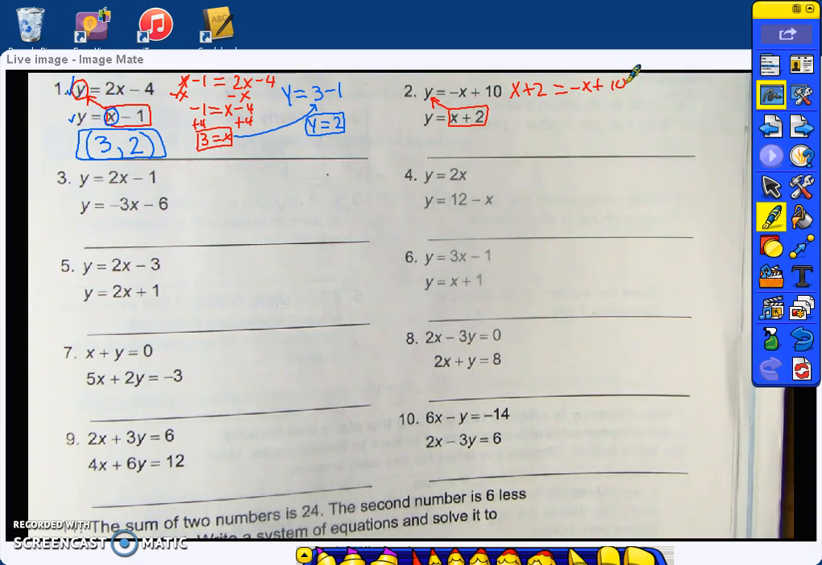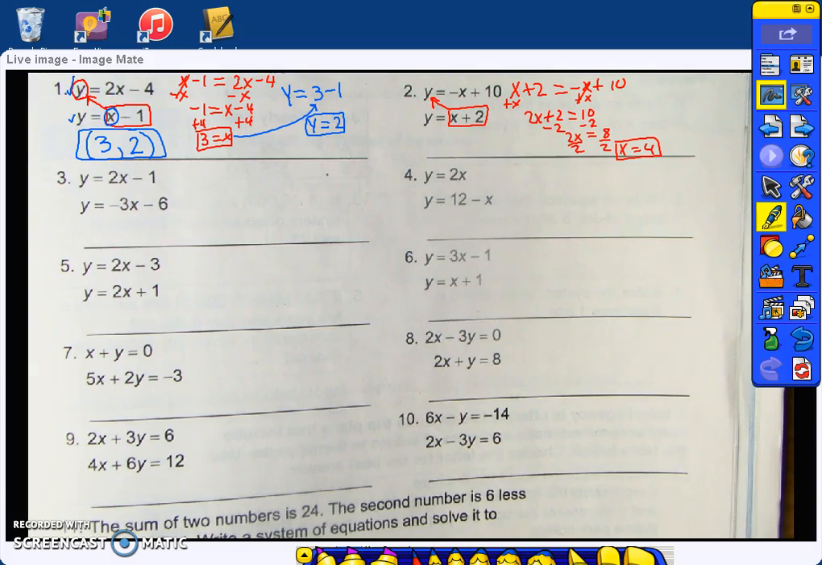I can't simplify anything on the left side, and I can't simplify anything on the right side. So I'm just going to add x to both sides to get the variable on one side. x plus x is 2x. Bring everything else down. This is a 2-step equation. I'm going to subtract 2 from both sides and divide by 2. And I get that x equals 4. I'm going to plug that 4 into the equation. It does not matter which one we plug it into.